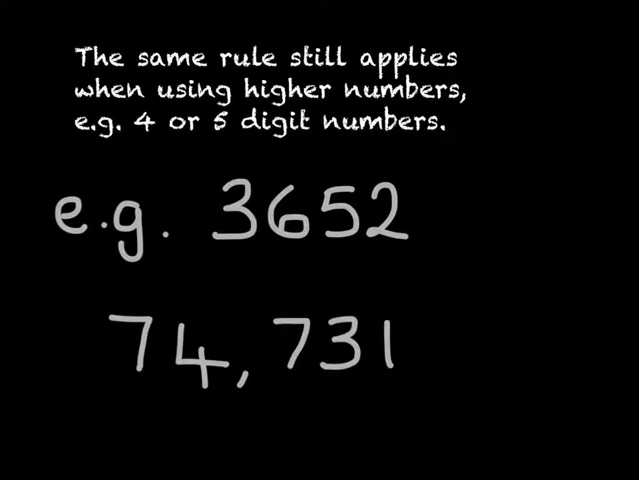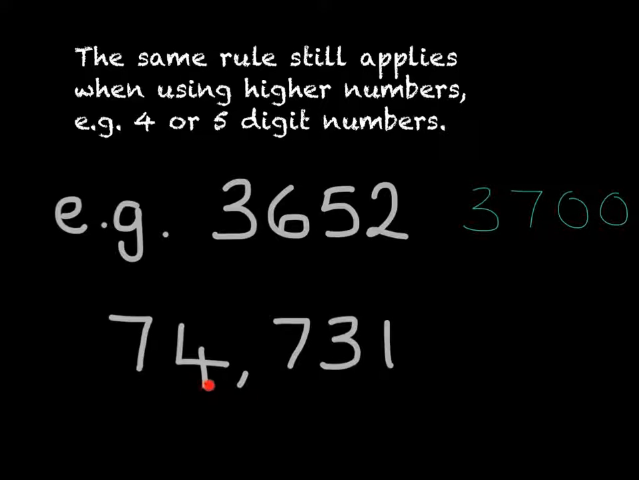The same rule still applies when using higher numbers, for example 4 or 5 digit numbers. The number 3,652, rounded to the nearest 100, we need to ignore the thousands, ignore the hundreds, and still concentrate on this tens column. 5 tens, or 52, is more than halfway, so the number is going to round up to 3,700.